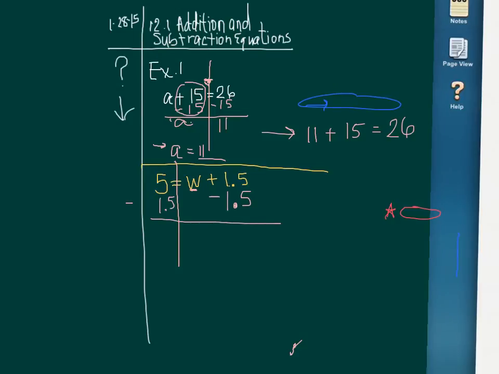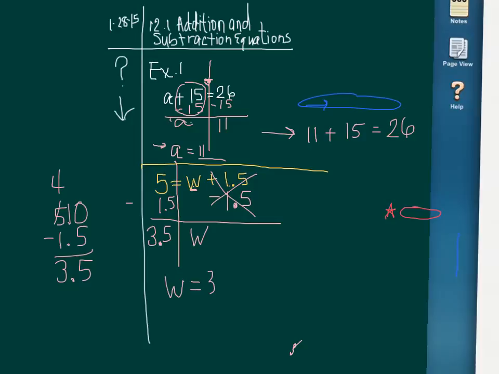So on this side over here, I just have W because these canceled out. And over here, I need to take 5 minus 1.5. Just subtract it. And that's 3.5, 3 and 5/10. So we say our solution is W equals 3.5. If you want to check it, just replace W with 3.5. 3.5 plus 1.5. If it doesn't equal 5, then you made a mistake somewhere, but it does.